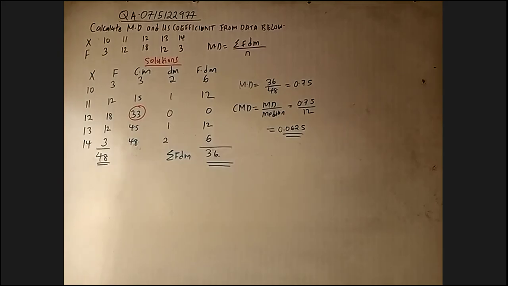Okay. Let's go to the second last example. Then that will be the end. So another 2 examples. Now compute the mean deviation and its coefficient from the following data.